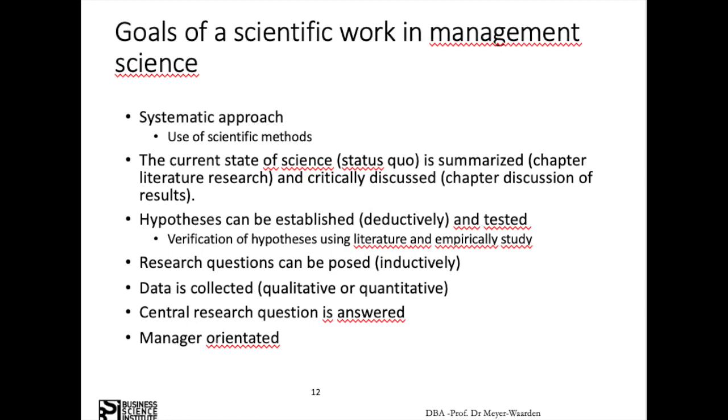So in your scientific work of management science, you have to present the current state of science, that is the status quo, which should be summarized in your chapter Literature Research. If you do a quantitative or deductive approach, you can establish hypotheses, which are deductively established, and then test them with an empirical investigation. You verify the hypothesis by using literature and by empirically studying them.